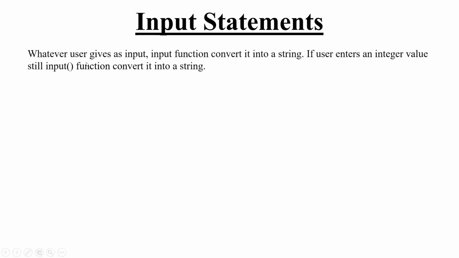First, we will discuss what we mean by input statements. Whatever the user gives as input, the input function converts into a string. From the keyboard, whatever the input, whether it is an integer, a float, or a string, whatever you provide will be converted into a string. Nothing but the output will be in the format of a string. If the user enters an integer value, the input function still converts it into a string.